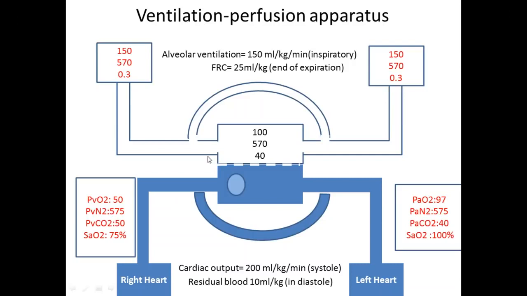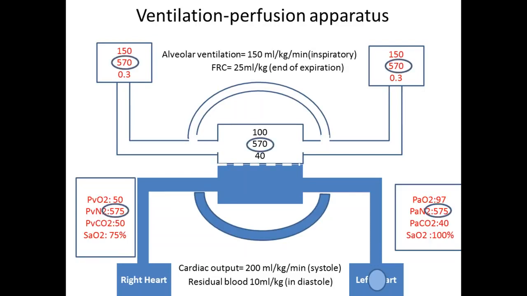So we have two extremes: the dead space, where you have no exposure of the inhaled air to the blood flow, or the right to left shunt, where the blood gets no exposure to the alveoli or alveolar oxygen. In this case, the blood just passes from the right side to the left side without getting any oxygen.